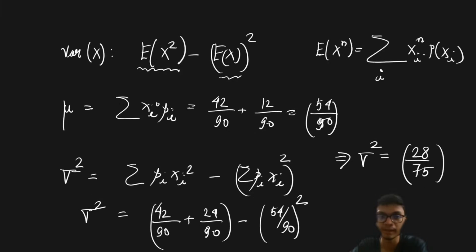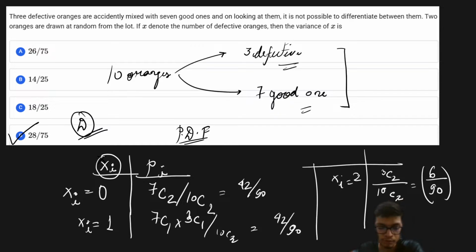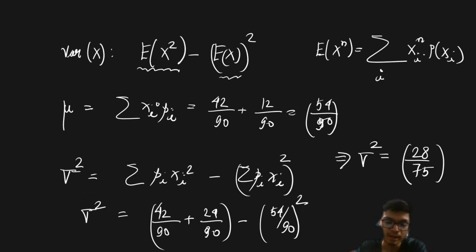It's just by simply applying the formula. Once we know the probability distribution table, we can simply calculate the variance using this formula. I hope this is clear to all of you. Please let me know if you have any questions. Shall we proceed with the next problem then? So let us proceed with the next problem.